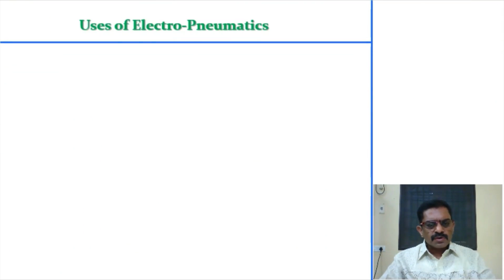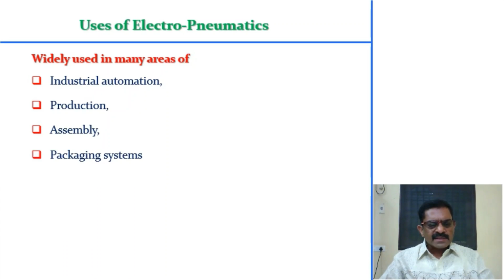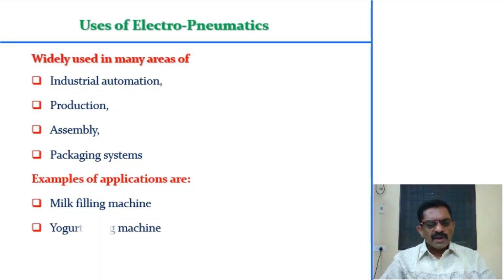So uses of electro-pneumatics, there are enormous number of uses, widely used in many areas such as industrial automation, production, assembly line, and packaging systems. So these are the areas where you can find the real application of electro-pneumatics. So packaging system, it is as simple as milk filling station and yogurt filling station. So these two machines are very good examples for this electro-pneumatics.